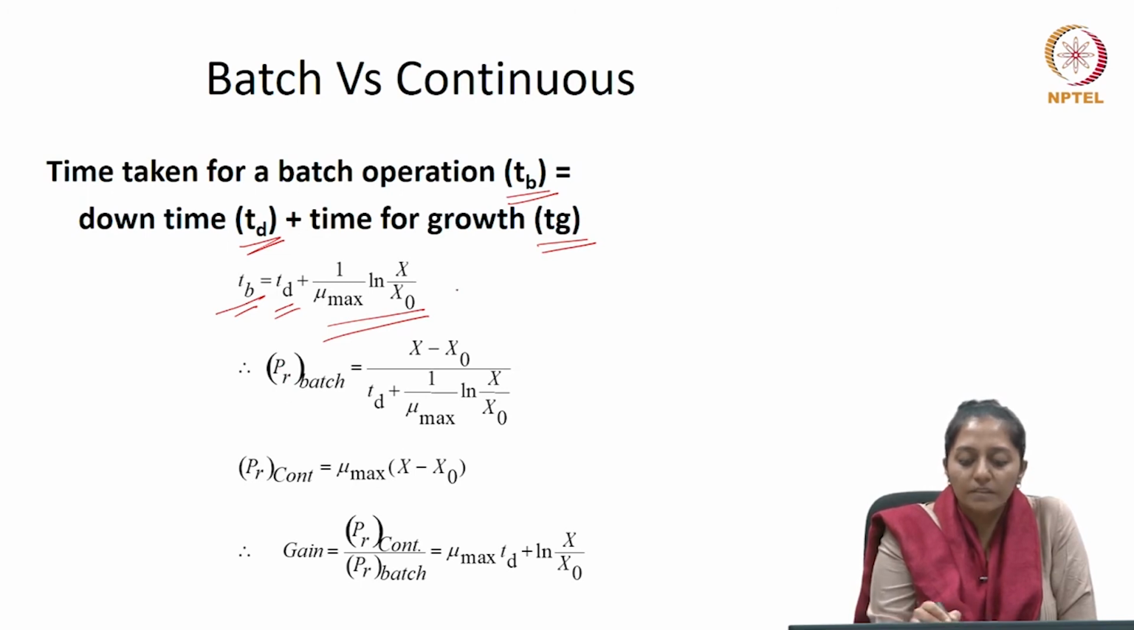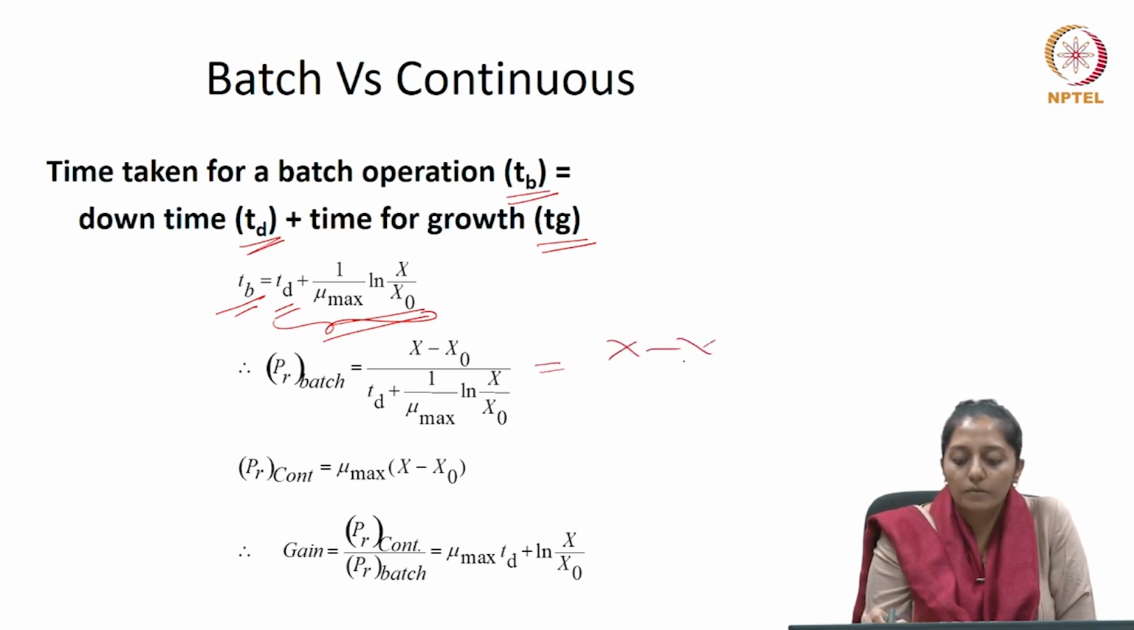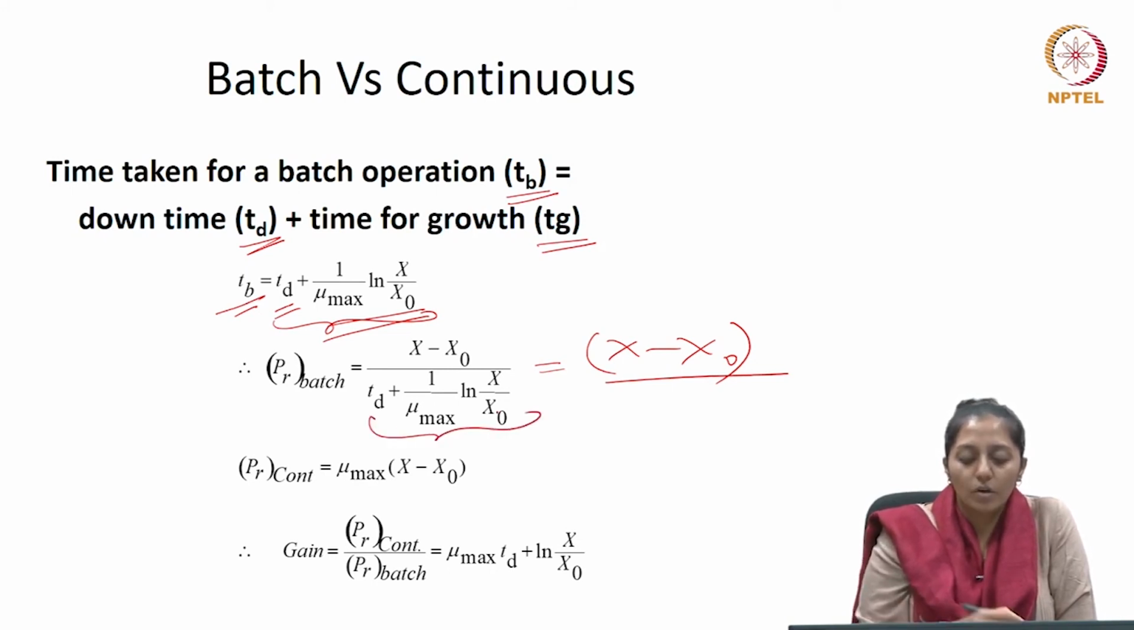So, for the productivity in batch, the actual productivity should take into account the downtime as well as the growth time. Therefore, your productivity for a batch is written as the final biomass minus the initial biomass, which means the total amount of biomass produced, divided by the time taken to produce that. So, this is your total time, which includes the downtime.